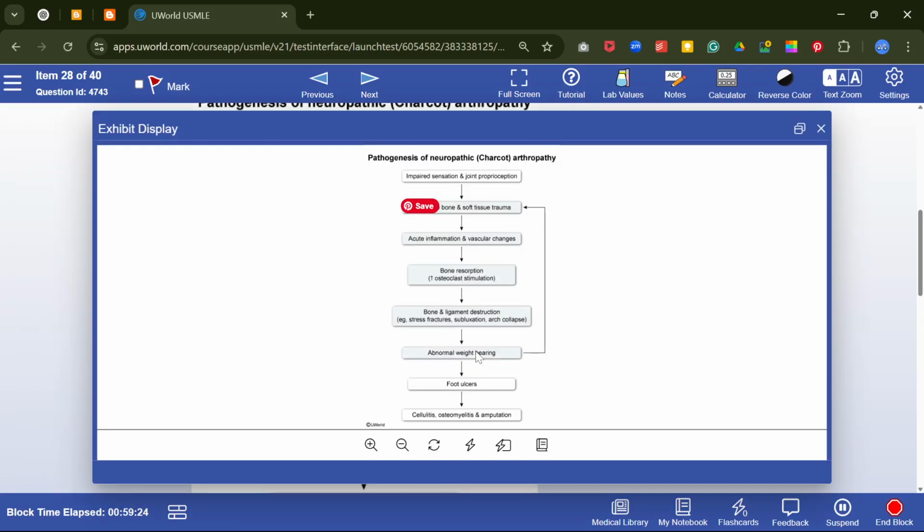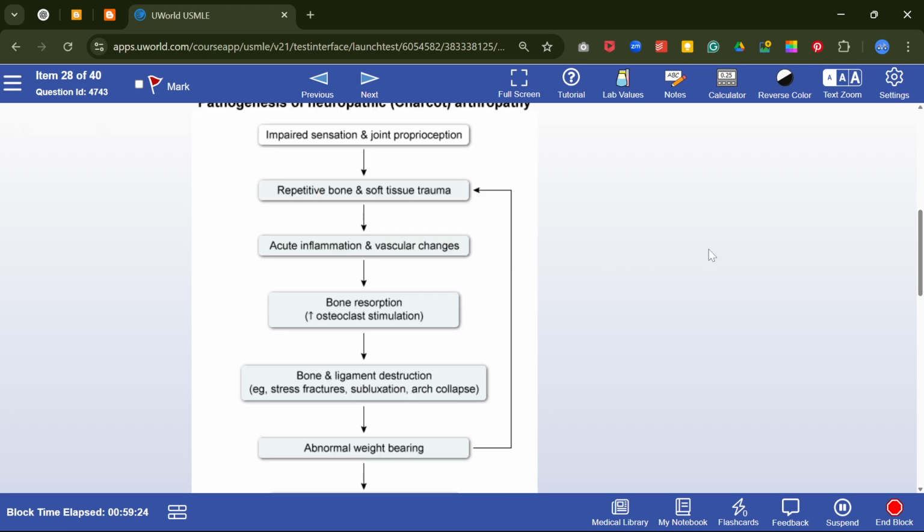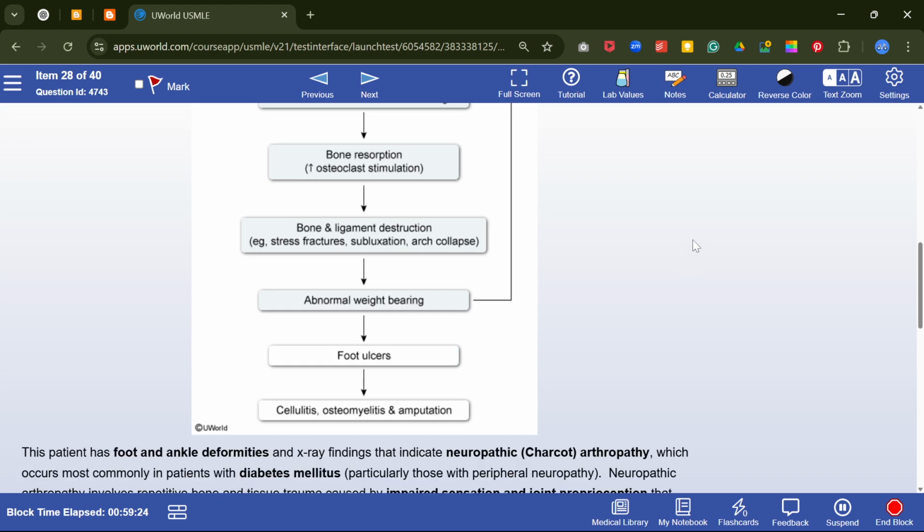Flowchart: impaired sensation and joint proprioception lead to repetitive bone and soft tissue trauma, acute inflammation and vascular changes, and bone resorption with increased osteoclast stimulation. Then bone and ligament destruction, stress fracture, subluxation, and arch collapse, abnormal weight bearing, foot ulcer, cellulitis, osteomyelitis, and amputation.